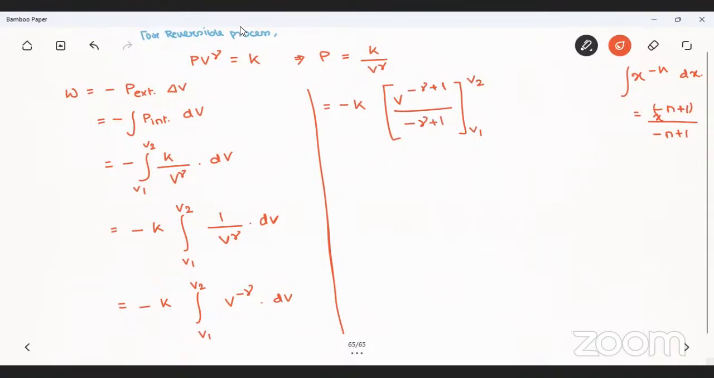Okay, so we can write the derivation like this, from this line to this line. So minus K, it will be V2 to the power 1 minus gamma divided by 1 minus gamma minus V1 to the power 1 minus gamma divided by 1 minus gamma. I know this is looking quite a bit tough, but up to this, is this part clear? Yes, ma'am.